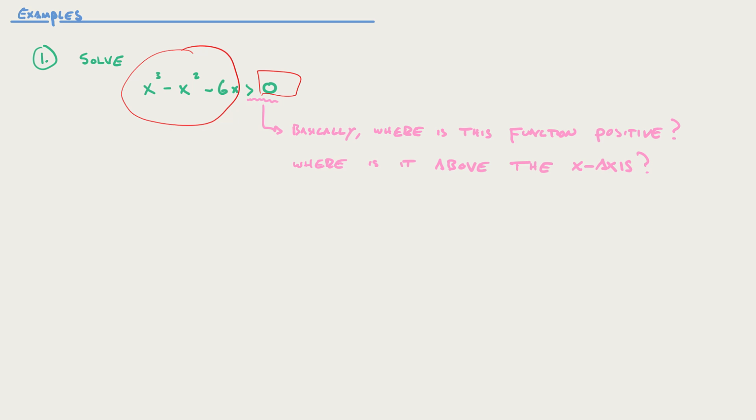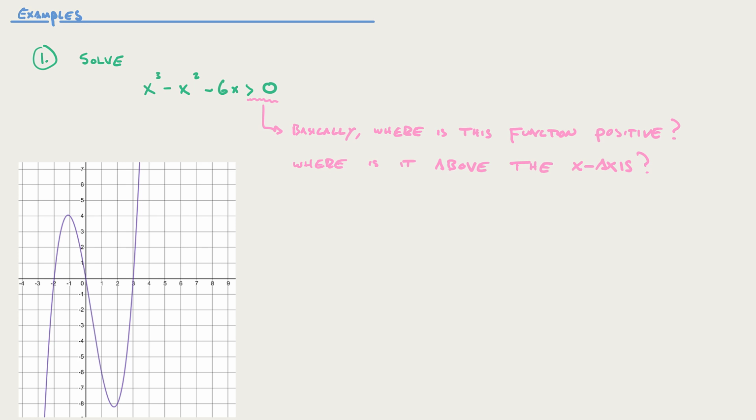So we need to start by figuring out where this polynomial intersects the x-axis, and that's where the y value is going to change from being positive to negative or negative to positive. So one thing that we could do is we could graph this polynomial. And this is what it looks like. It looks like we have some zeros at -2, 0 itself, and also at 3.